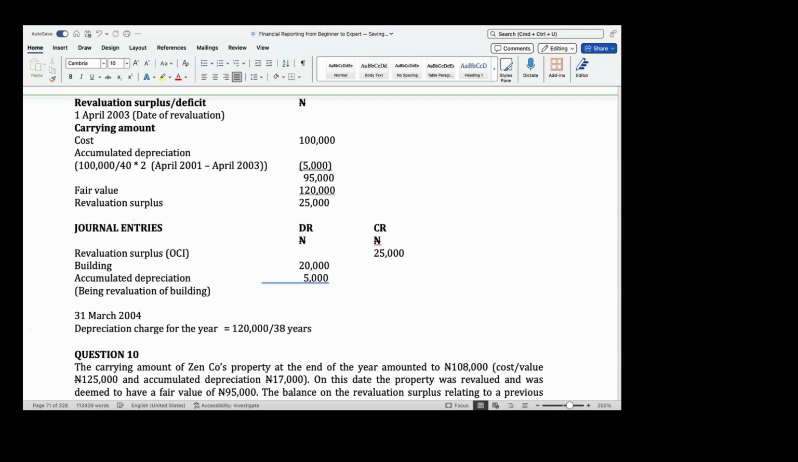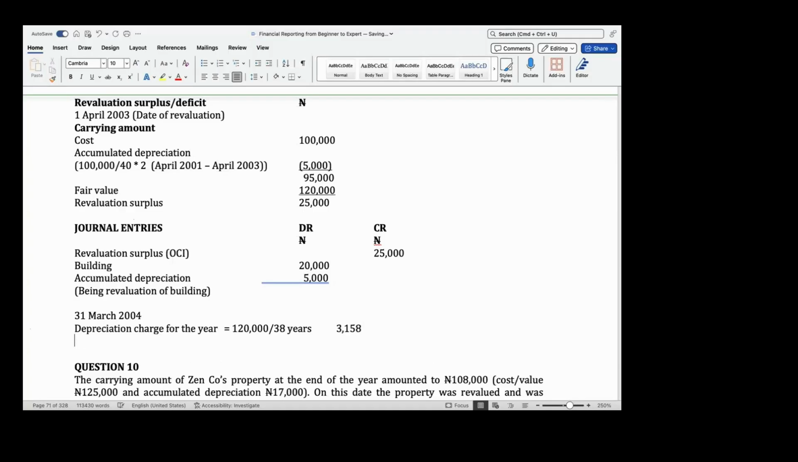What will be the answer? So 3,000, 158. 3,158 approximately. Okay, so how will I get my carrying amount for that year?